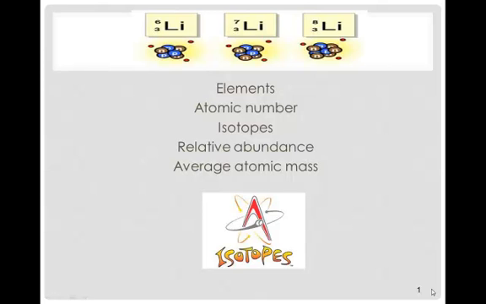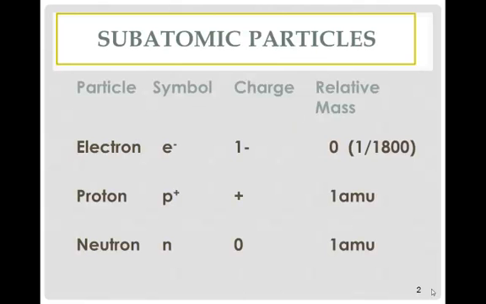Hi. Today we're going to talk about elements, atomic number, isotopes, relative abundance, and average atomic mass. All this information can be found in Chapter 4 in your textbook, Chemistry, Matter, and Change. First thing we want to talk about is the subatomic particles of the atom. There are 3 subatomic particles that we're going to talk about for this unit.